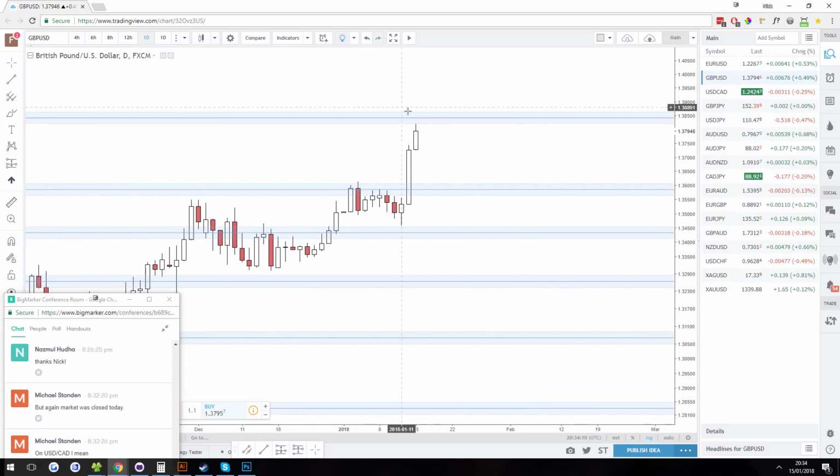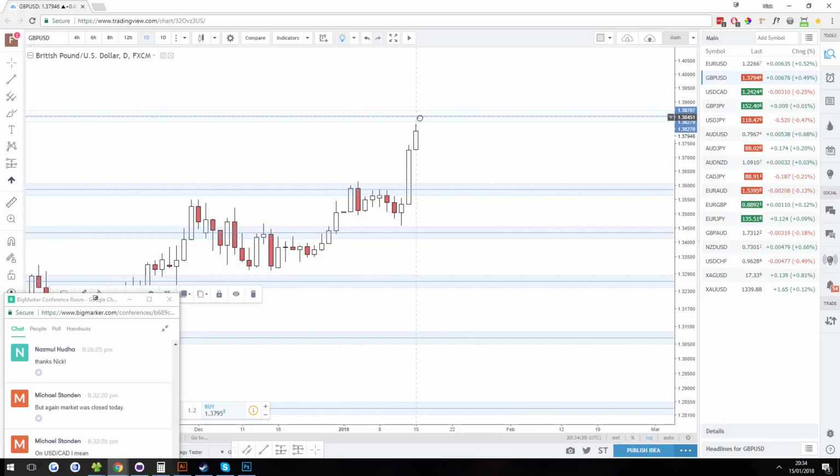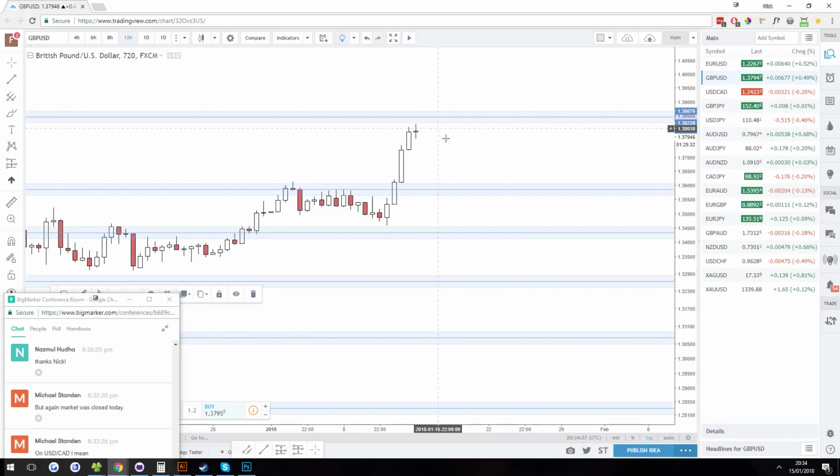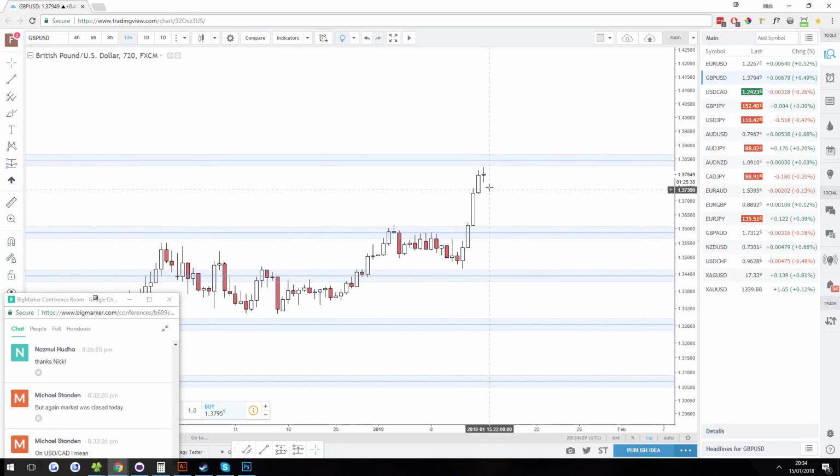GBPUSD, very similar, except it's slightly below resistance right now. But it's an old resistance area based on old data, so it is not a perfect resistance area. If price stalls here, it's going to give us a similar setup to EURUSD. Might be a nice short opportunity. We're just going to have to wait and see.